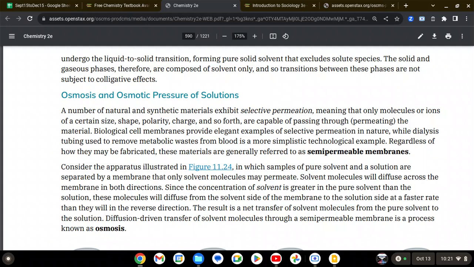Consider the apparatus illustrated in Figure 11.24, in which samples of pure solvent and a solution are separated by a membrane that only solvent molecules may permeate. Solvent molecules will diffuse across a membrane in both directions, since the concentration of solvent is greater in the pure solvent than the solution. These molecules will diffuse from the solvent side of the membrane to the solution side at a faster rate than they will in the reverse direction. The result is a net transfer of solvent molecules from the pure solvent to the solution. Diffusion-driven transfer of solvent molecules through a semi-permeable membrane is a process known as osmosis.